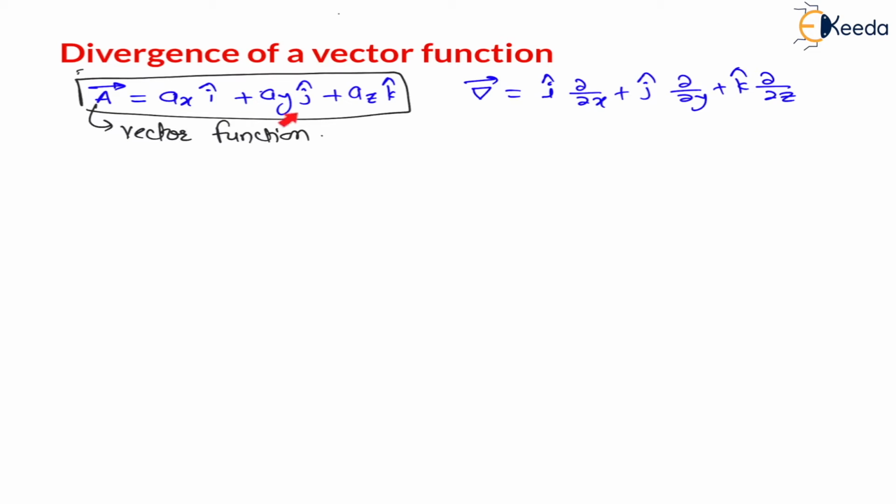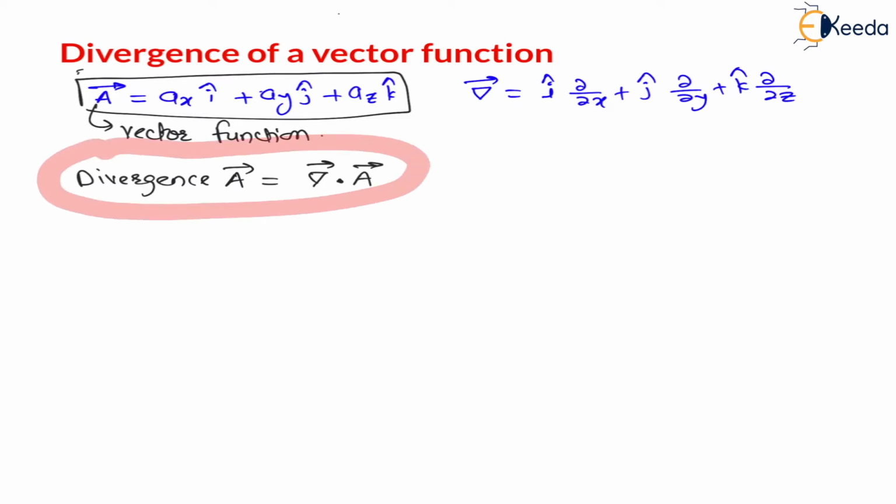Now my dear students, see the divergence, we have seen the definition of divergence. This divergence of vector A is nothing but del operator dot product vector A. Means it is a dot product. Divergence is a dot product. This is very important. This you must remember, right?